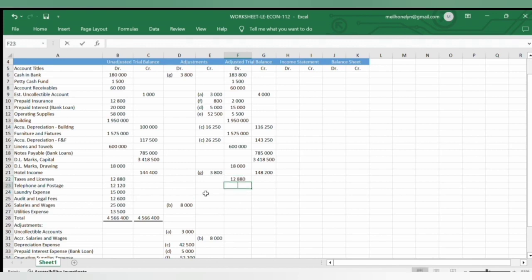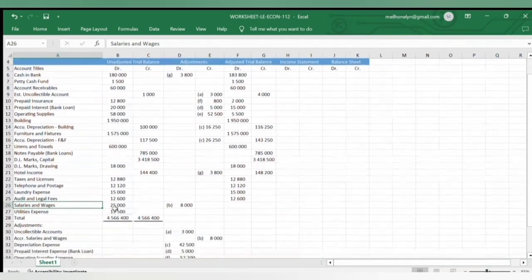Also, the telephone and postage, 12,120. So the next one is the laundry expense, 15,000. Next would be the audit and legal fees, worth of 12,600. So for the salaries and wages, since there are adjustments that have been made, we have to add them together and plot this on the debit side.